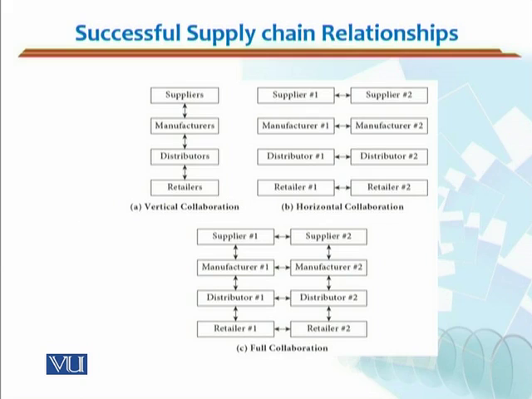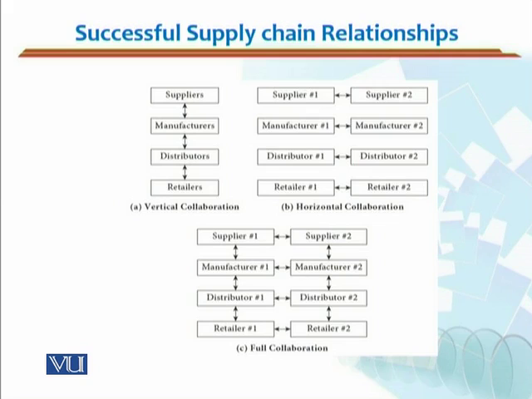There are many orders which you have to outsource. There you can horizontally integrate with such manufacturers who would be beneficial for you in the long term. Similarly, distributor 1 and distributor 2, or the same is the case with retailer 1 and retailer 2. And if you see figure C, that will show you the full collaboration scenario.